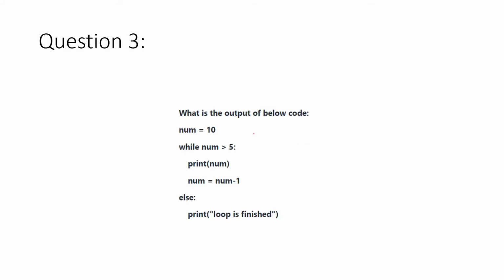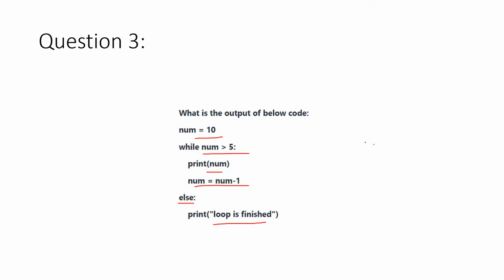Question number 3, what is the output of the below code? num equal to 10, while num greater than 5, print num, and then decrement num equal to num minus 1, else print loop is finished. So what is the possible output? Think for a while. Here I am not giving any option because this is a very simple question. I hope the first two questions are sufficient to give options.